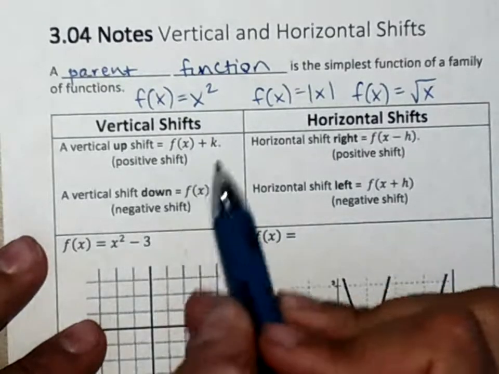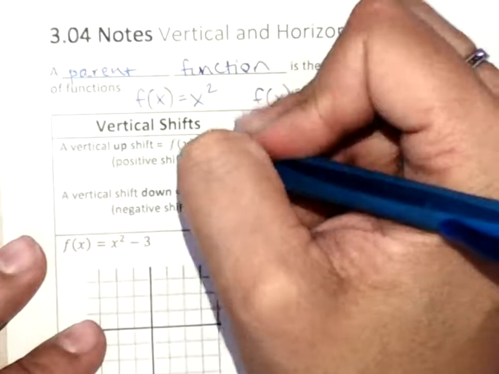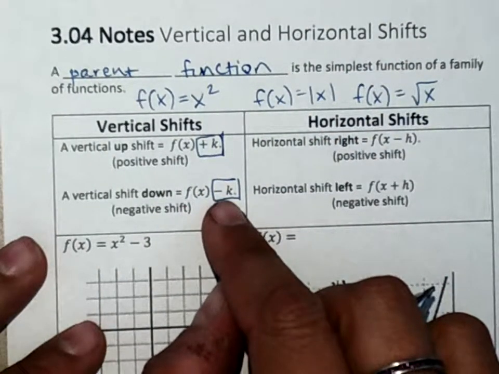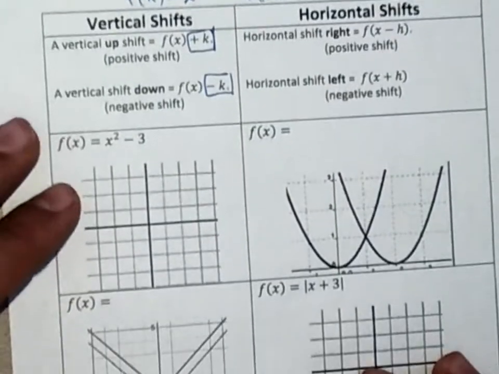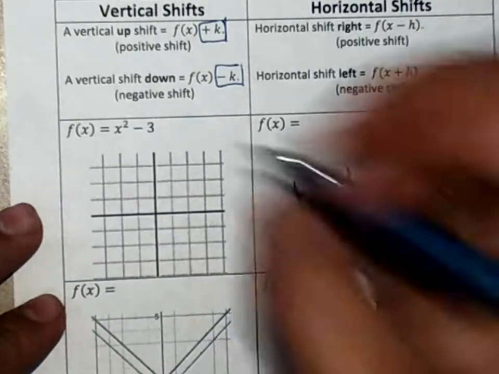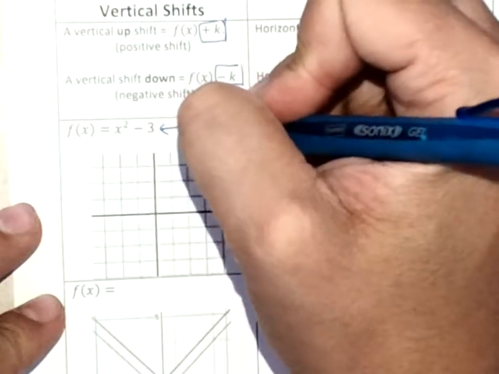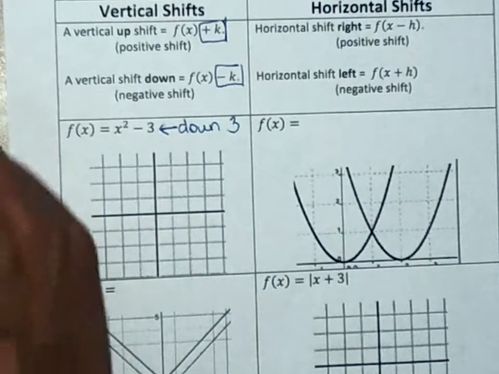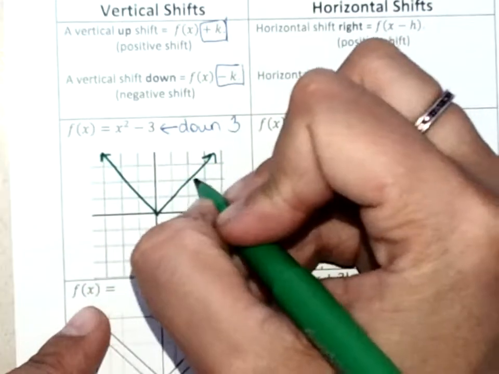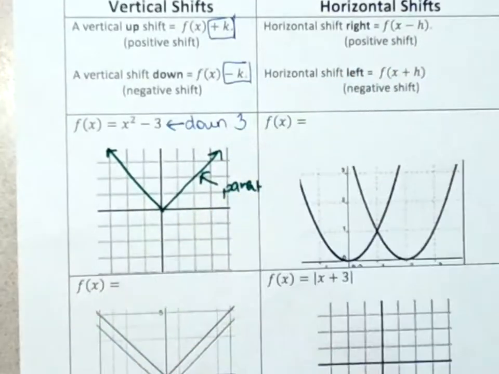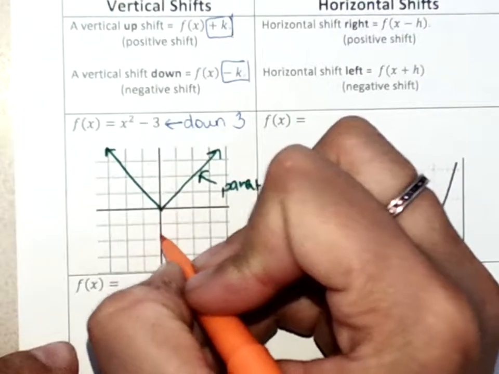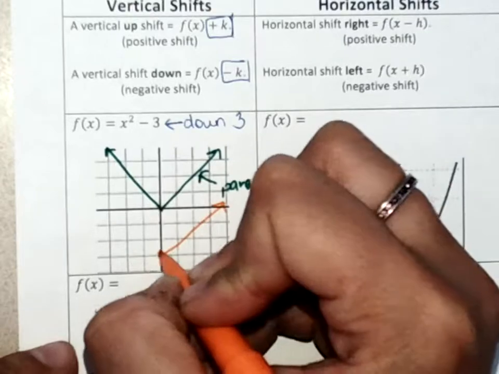So a vertical shift is going to happen whenever there's a plus or a minus number after the vertex form in a function. So I'll show you what I mean by this. In our first example, we have x squared minus 3. This means we're going to shift down 3 from our parent function. So first I'm going to draw our parent function. It'll look something like this. If I were to shift my parent function down 3, starting from the vertex 1, 2, 3, it would look something like this.